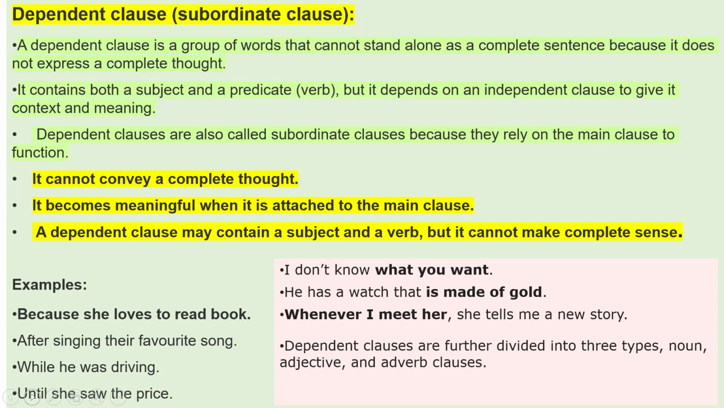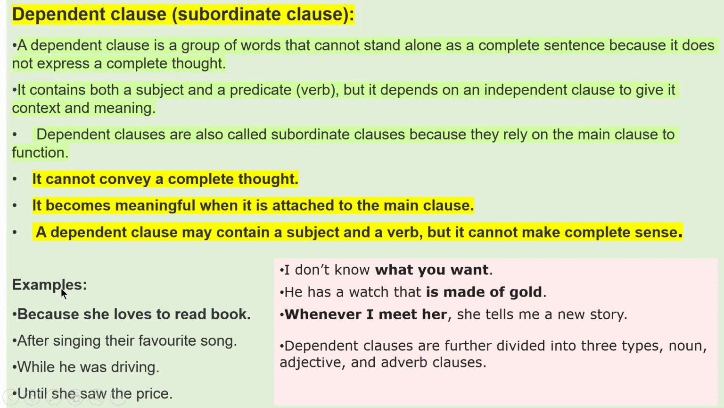It also contains a subject and predicate, but it always depends on an independent clause to give its complete meaning. Dependent clauses are called subordinate clauses because they depend on the main clause to give complete meaning. It cannot give a complete thought. It becomes meaningful when it is attached to the main clause, principal clause, or independent clause. It also has a subject and verb, but it cannot make complete sense.